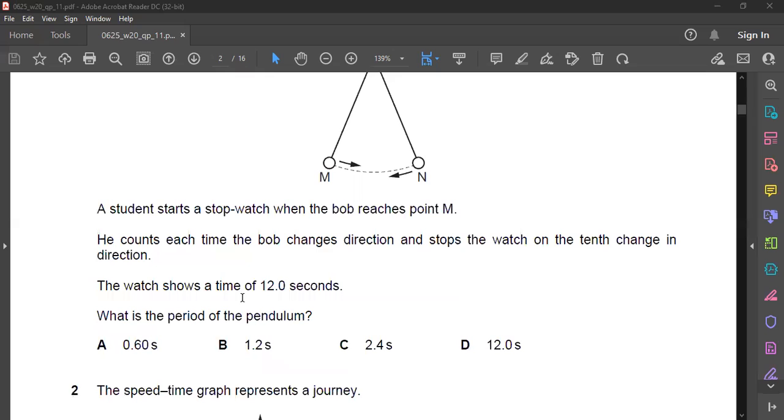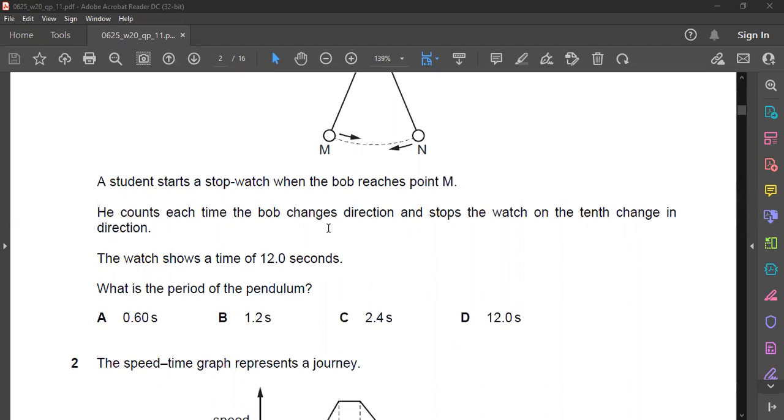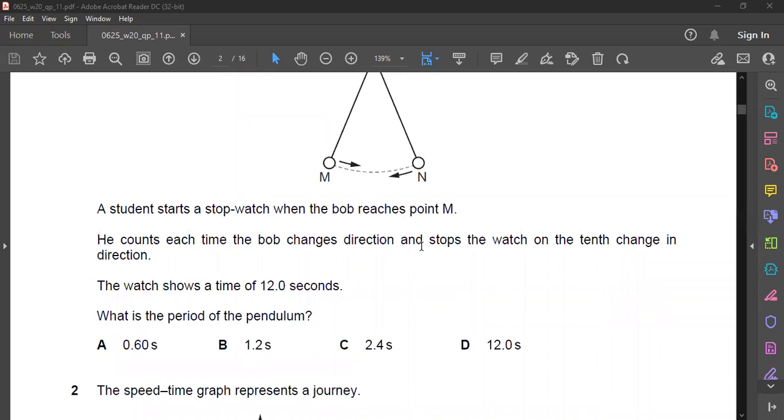Remember, to find the period of the pendulum, you have to understand the definition first. Period is the time taken for one complete oscillation. Here we already know the time for some oscillations, which is 12 seconds. So we have to know first how many oscillations it makes. We can use this information: he counts each time the bob changes direction and stops the watch on the 10th change in direction.